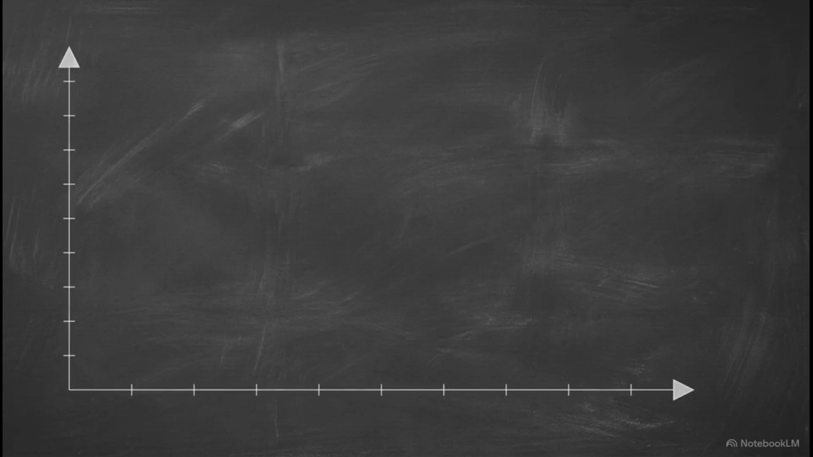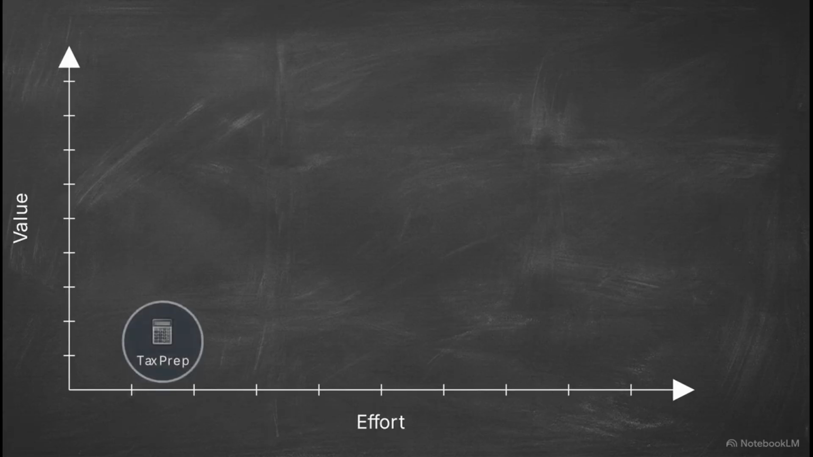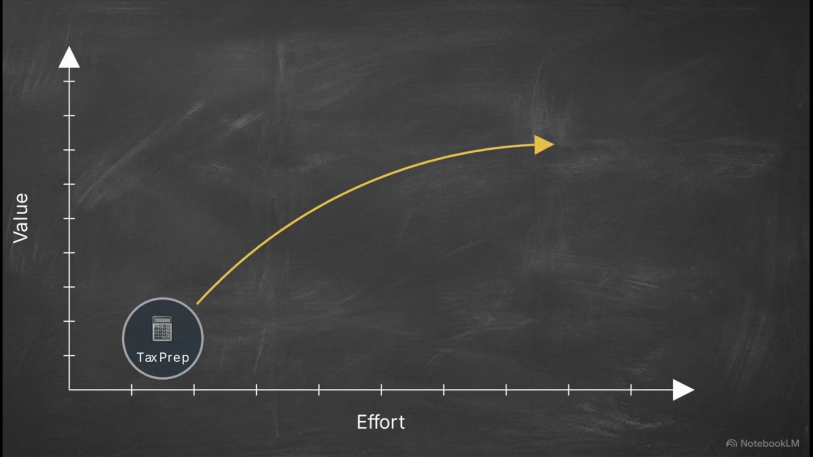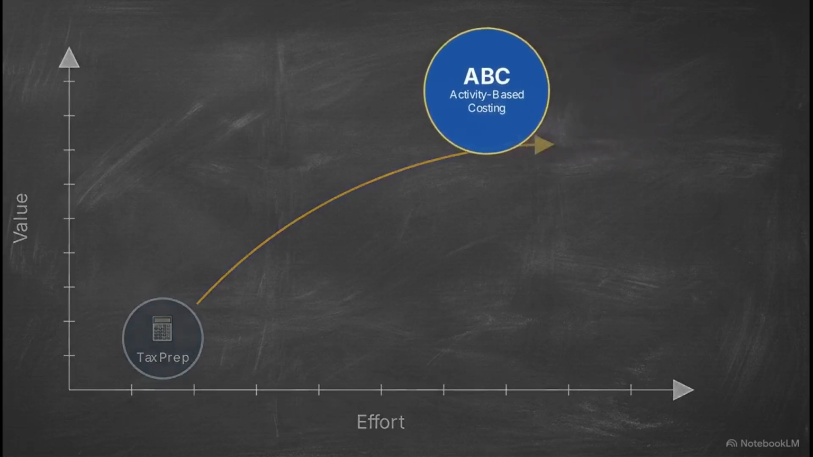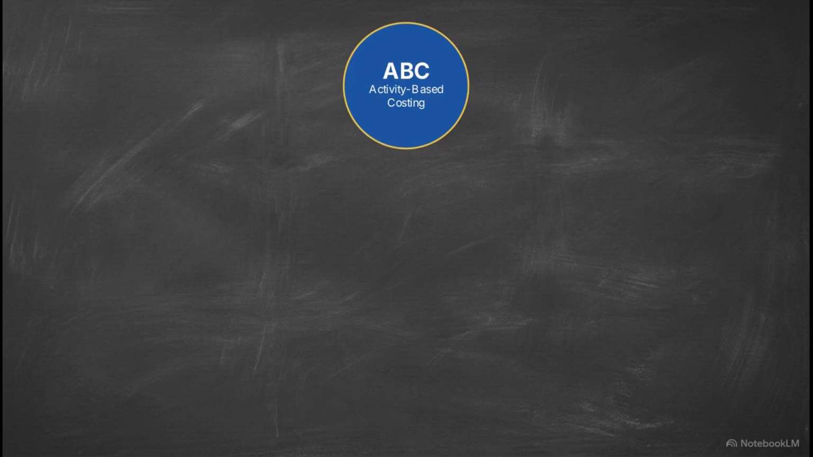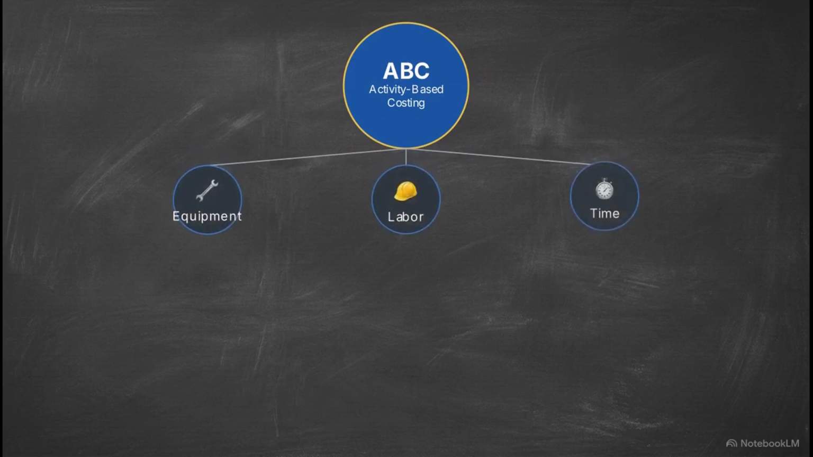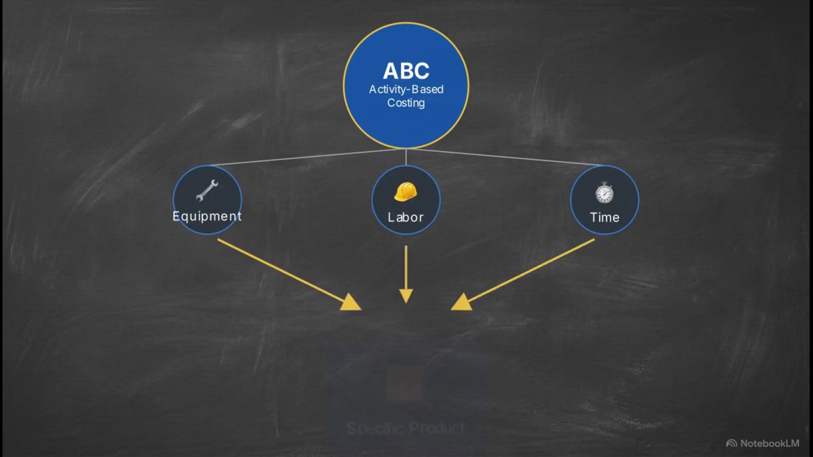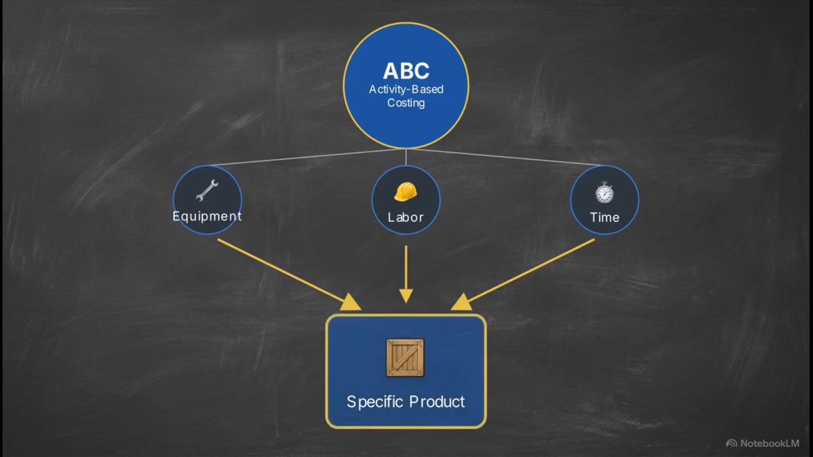This chart plots accounting behaviors by cost and strategic value. Down in the bottom left, basic tax prep requires low effort and yields low operational insight. Getting high insight requires moving to the top right, which demands massive effort and high complexity. The prime example of this is activity-based costing, or ABC. ABC is a refined cost allocation method that maps precise labor and material costs to specific orders or departments based on the exact activities that consume resources.